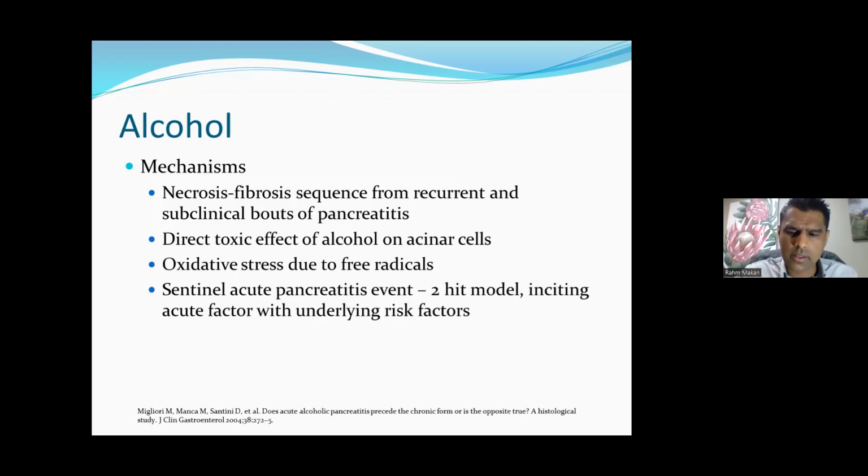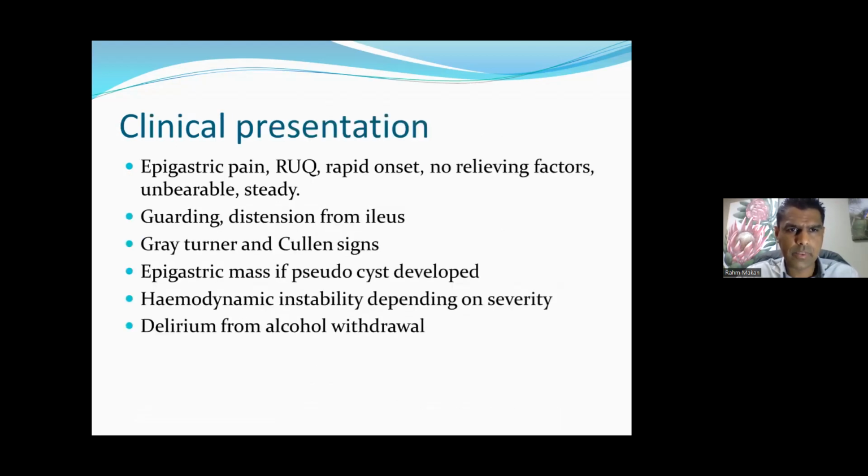For example, the acute factor can be the acute alcoholic bout that then leads to pancreatitis. So the clinical presentation is epigastric pain, right upper quadrant pain, usually a rapid onset with no relieving factors, and the patients describe it as being unbearable, steady pain. They often present with guarding and distension from ileus as well.